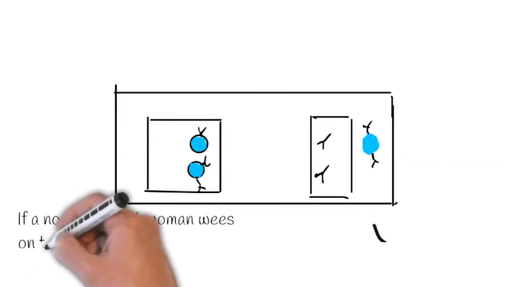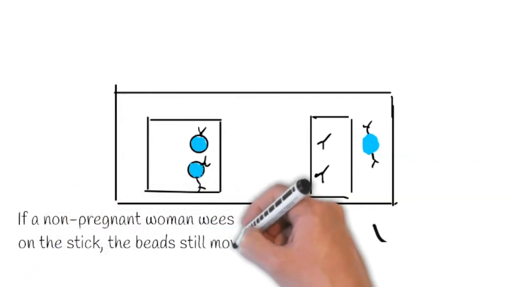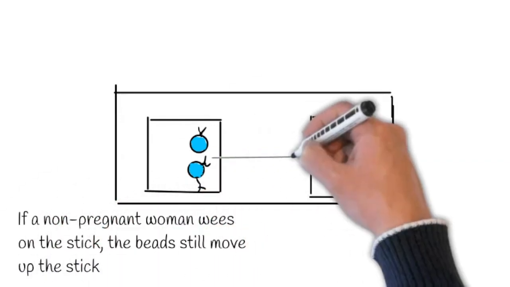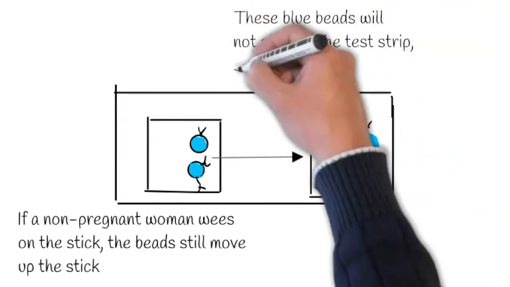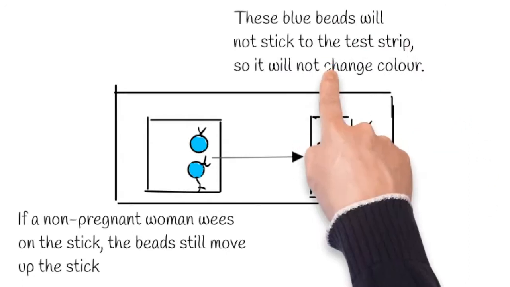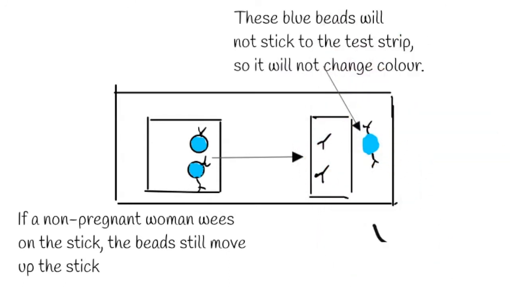If a non-pregnant woman wees on the stick, the beads still move up the stick. These blue beads will not stick to the test strip, so it will not change colour. As you can see, they've passed the test strip.